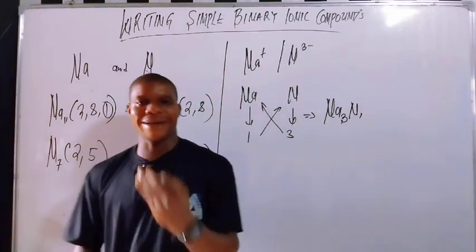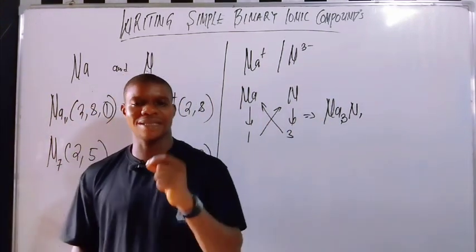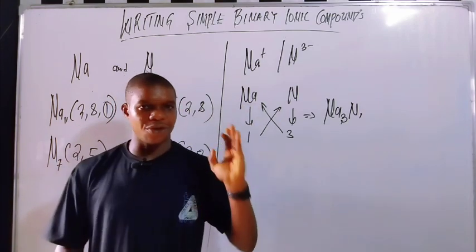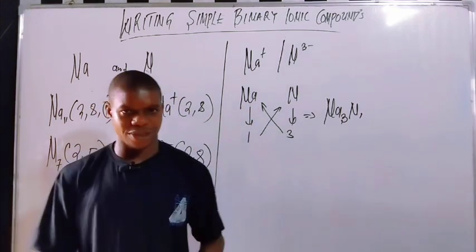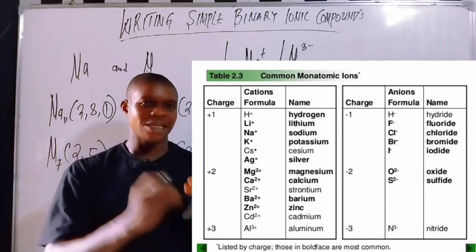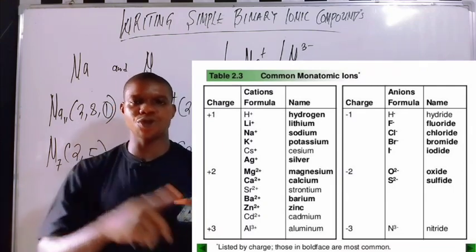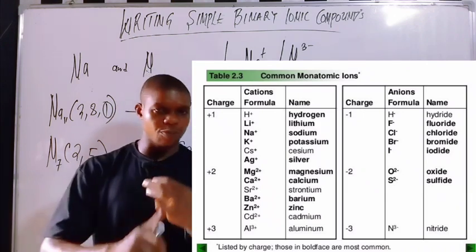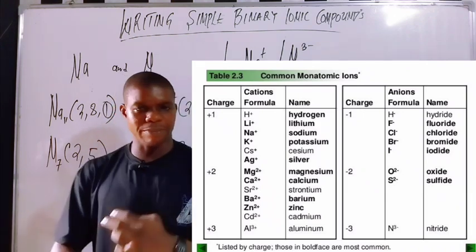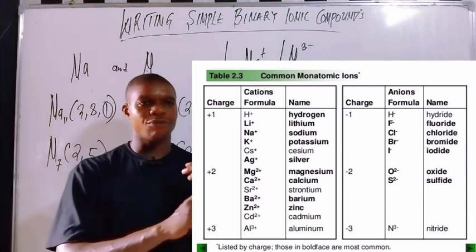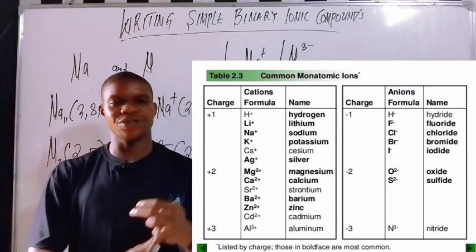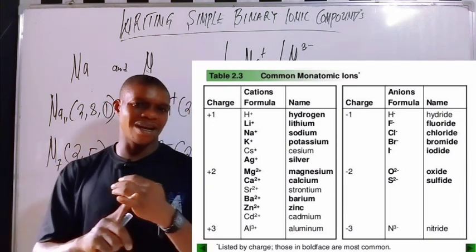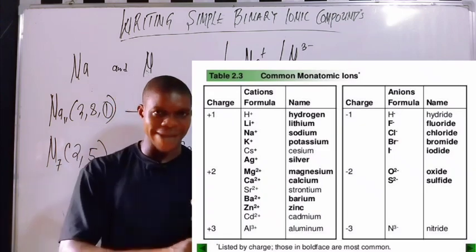Now you have to master the monoatomic ions, so it will display on the board here. So you have to copy it down. Know that the monoatomic ion like calcium is 2 plus. Aluminum is 3 plus. Phosphorus is 3 minus. Fluorine is 1 minus. Do you understand?